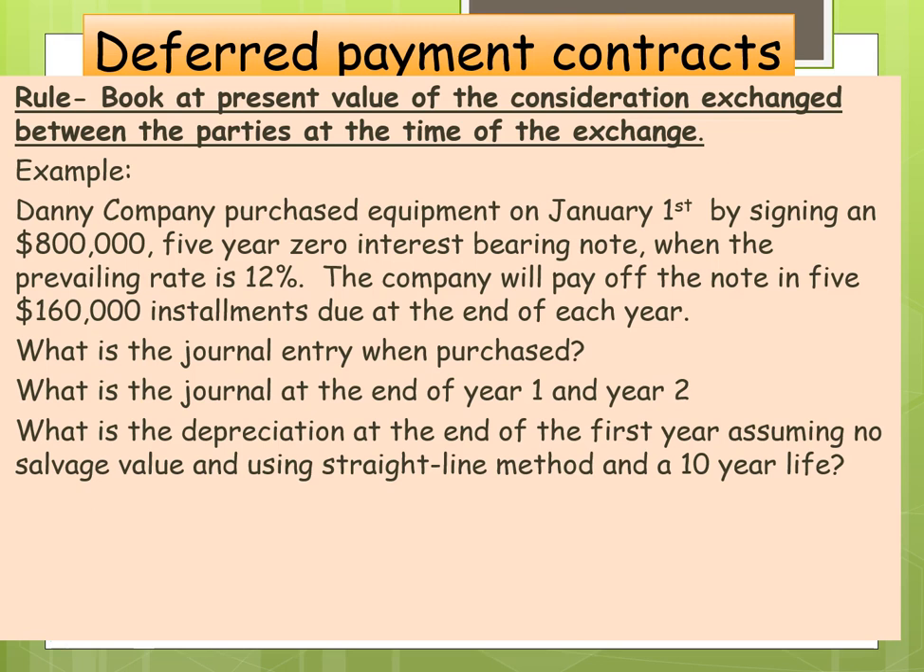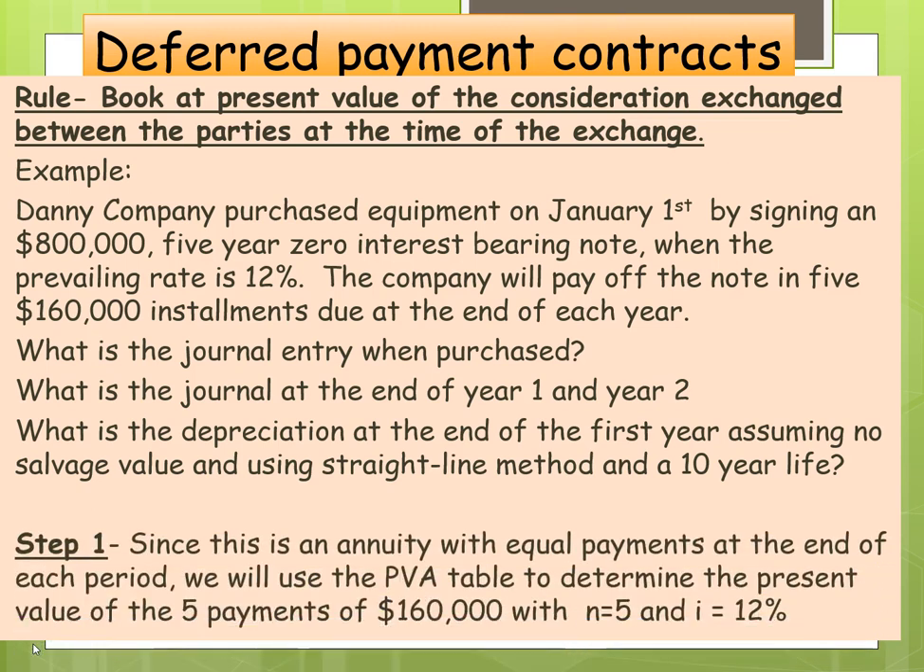exchange. So our example, Danny Company purchased equipment on January 1st by signing an $800,000 5-year zero interest-bearing note when the prevailing rate is 12%. The company will pay off the note in 5 installments, each at the end of each year. We want to do the journal entry for the purchase for the first and second year payments and the depreciation.